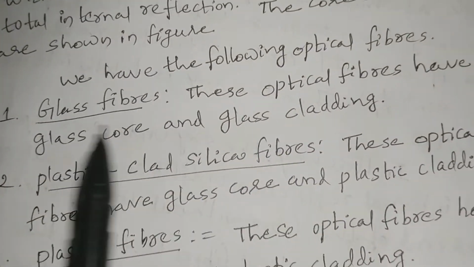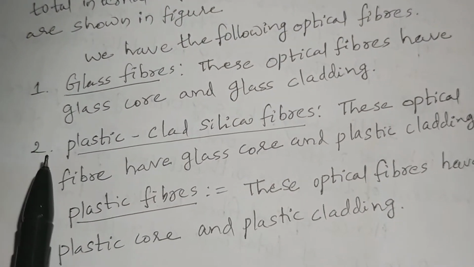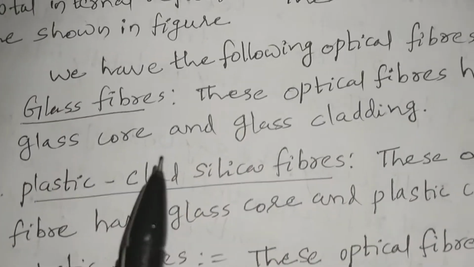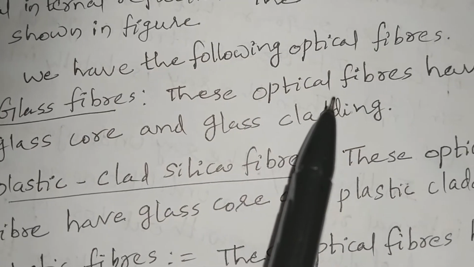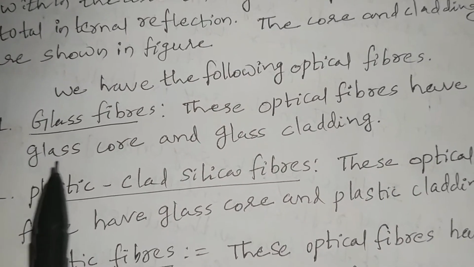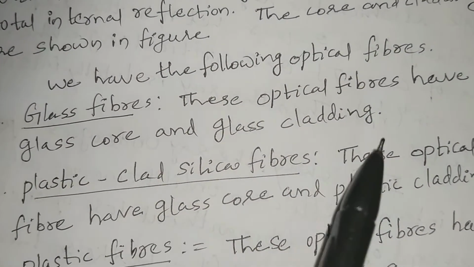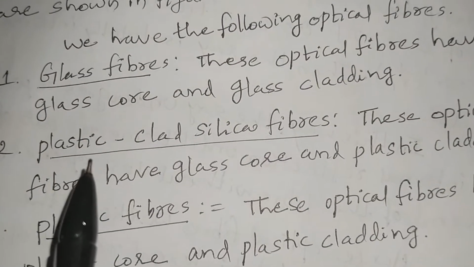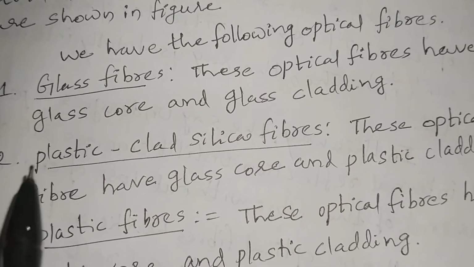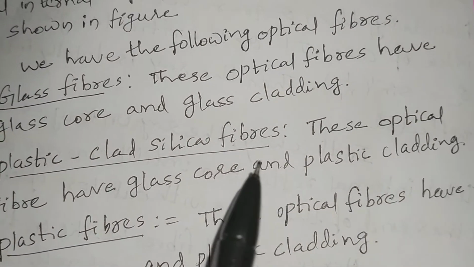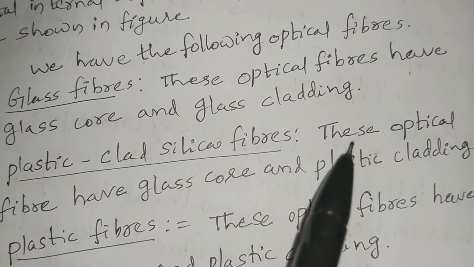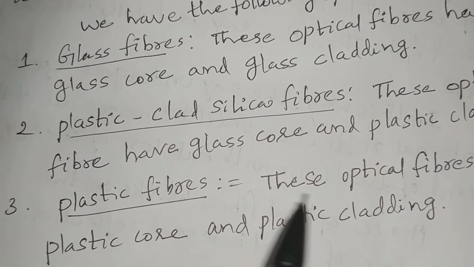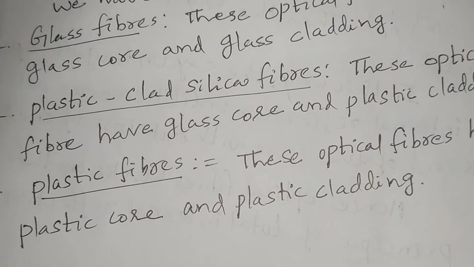Here we have the following optical fibers: glass fibers, clad silica fibers, plastic fibers. Glass fibers have a glass core and glass cladding. Both core and clad are made with glass. In clad silica fibers, the core is made with glass and the clad is made with plastic. In plastic fibers, both cladding and core are made with plastic.